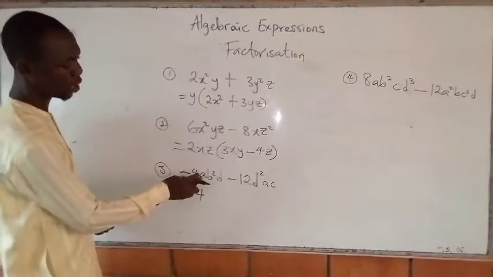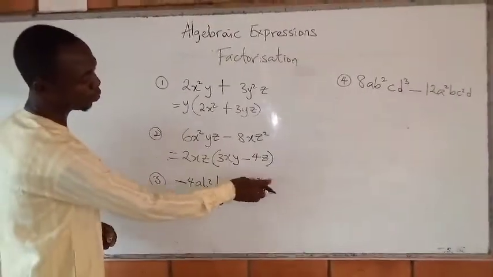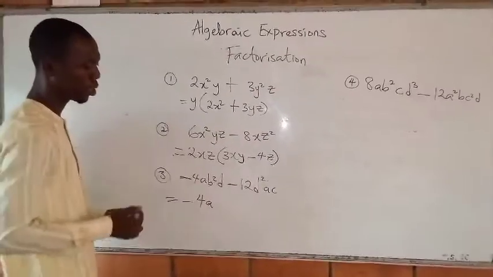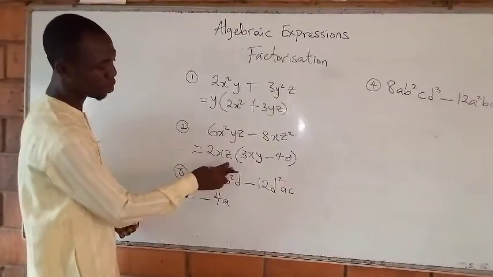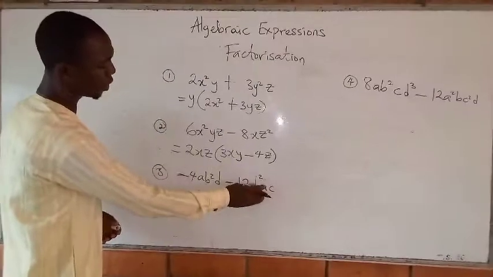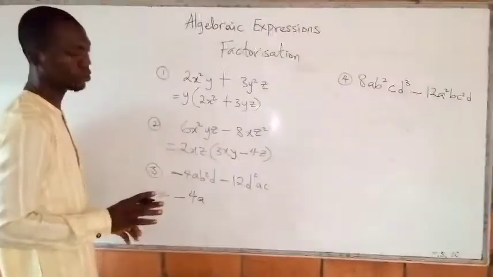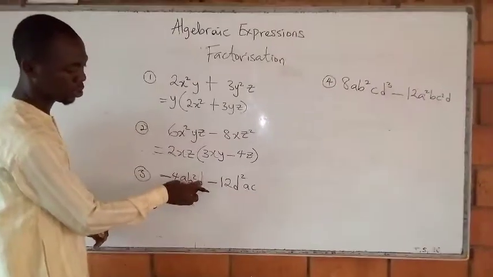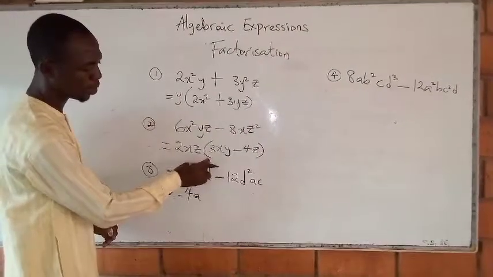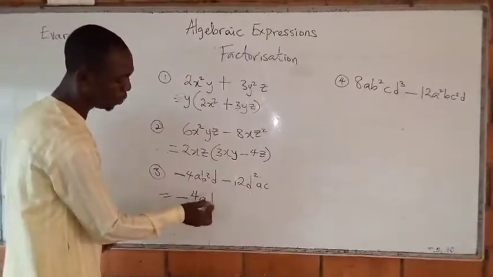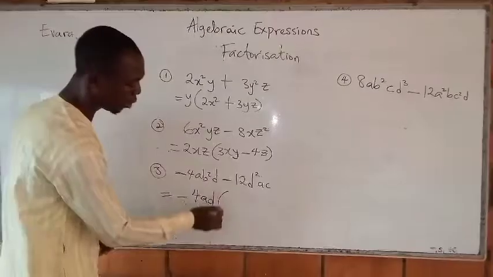There is a here, raised to power 1. There is a here, raised to power 1. So we'll pick a. We have b squared here, but there is no b on this side, so we can't use b. There is d here, raised to power 1. There is d here, raised to power 2. We will pick the one that is raised to power 1. So now we open our bracket.